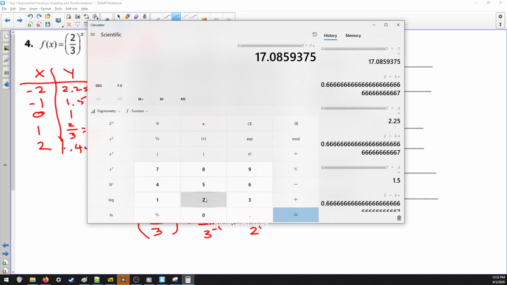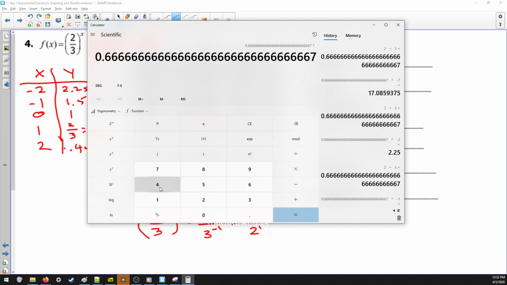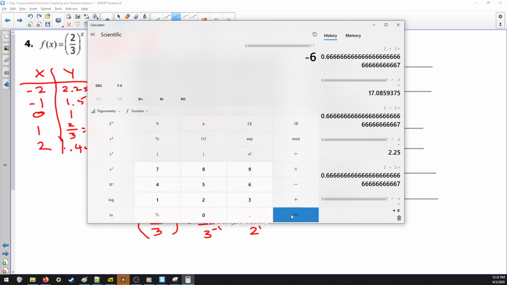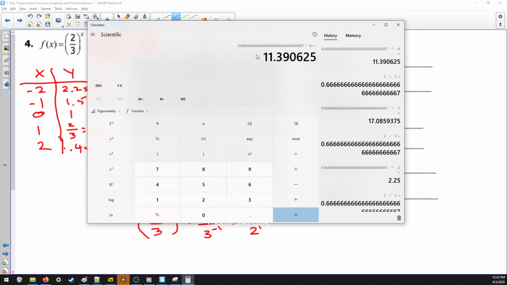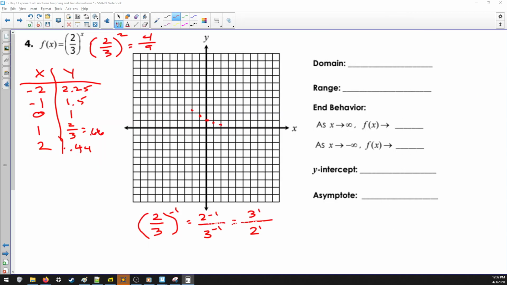That goes off my graph. So I'm going to decrease that a little bit and go to the -6. So 2/3, and then I'm going to raise that to the negative sixth. Okay, all right, that's pretty close. We're going to use that one. So when I plug in negative 6 as my x value, I'm getting about 11.4.